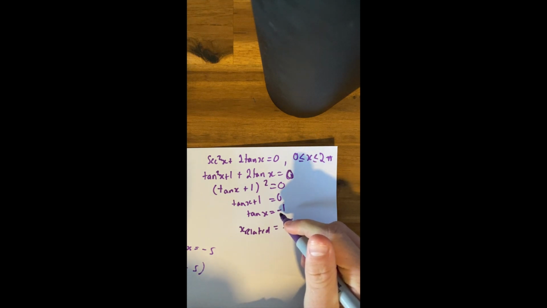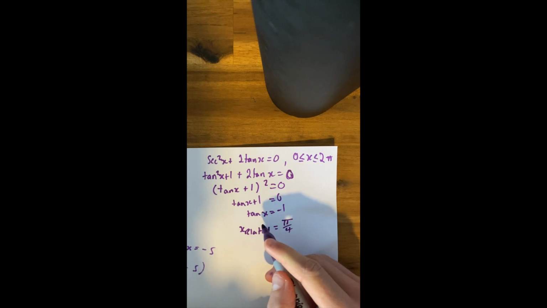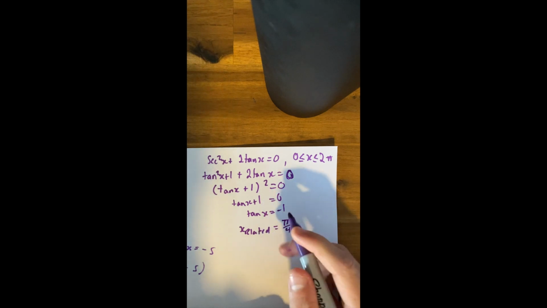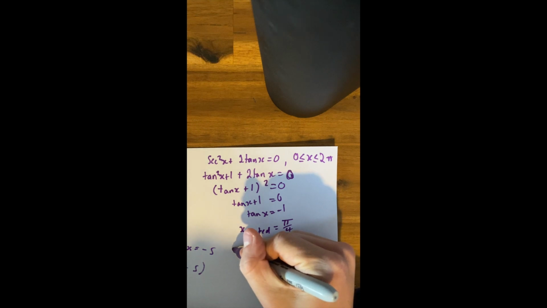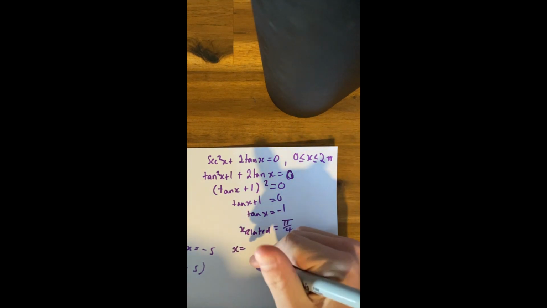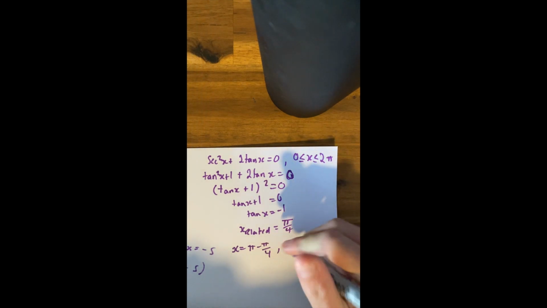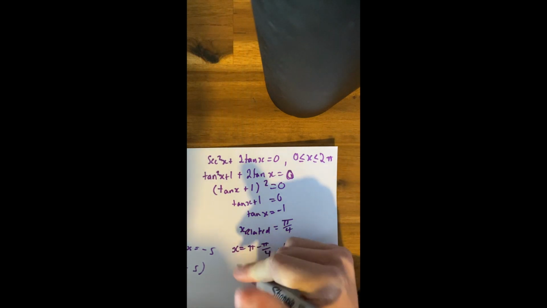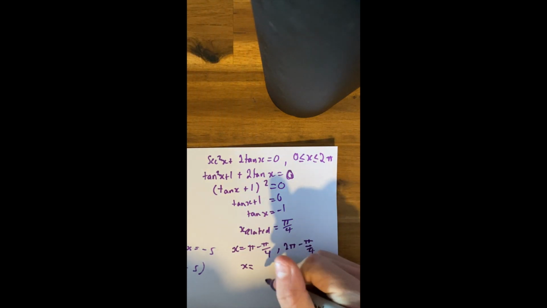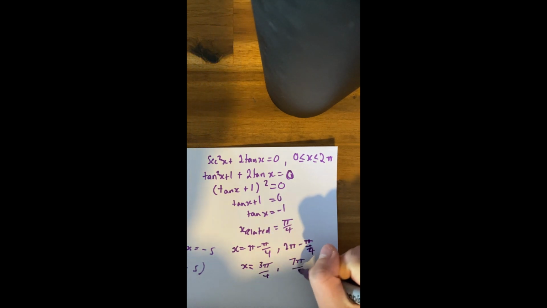And we can see that it's negative 1, so that means x is going to be in the second or fourth quadrant. So therefore x equals pi minus pi on 4 and 2 pi minus pi on 4. So therefore x will equal 3 pi on 4 and 7 pi on 4.